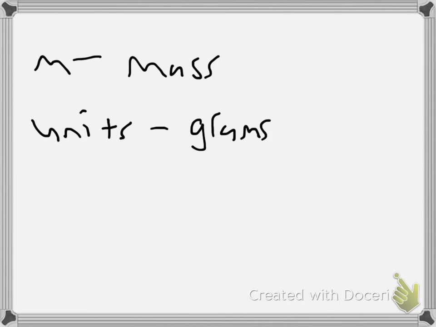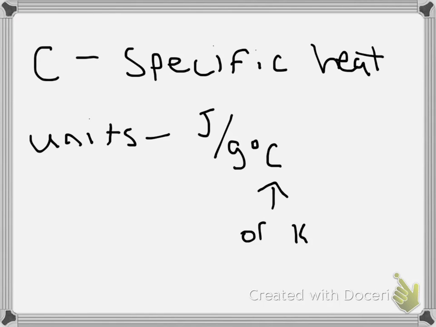Next is mass. It's pretty simple. M is mass. The units for mass are grams and occasionally kilograms. C is specific heat, and to define specific heat would be the amount of energy required to change the temperature of 1 degree Celsius for a 1 gram sample of a substance, and that is in the units of joules per grams degree Celsius, or occasionally kelvins.